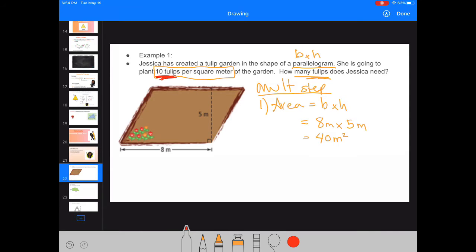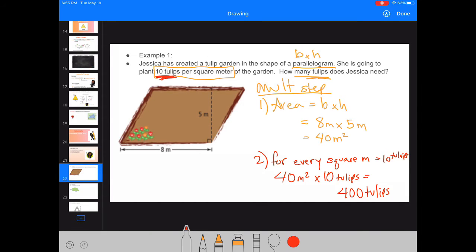Now, that means we got to take this 40, for every square meter equals 10 tulips. So really, we got to take that 40 and multiply it by 10 tulips to find out how many tulips we actually need. So 40 times 10 is 400 tulips. Okay, 400 tulips she's going to need. All right, that's our first problem there.